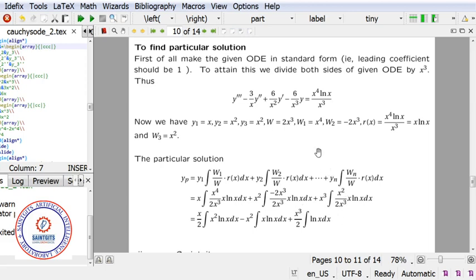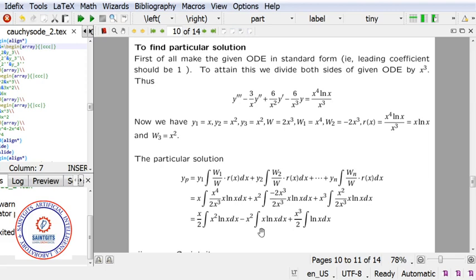y3. Here we have y3, w3 is equal to x square. So x square by Wronskian 2x cube. R of x is ln x into ln of x. And we cut similar terms and simplify like this: x by 2. I take this 1 by 2 outside. x by 2 into integral x square ln of x dx minus 2 and 2 get cancelled. We got a minus. I put minus here.